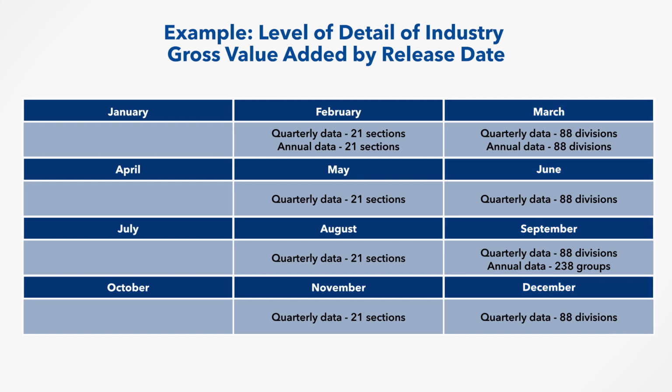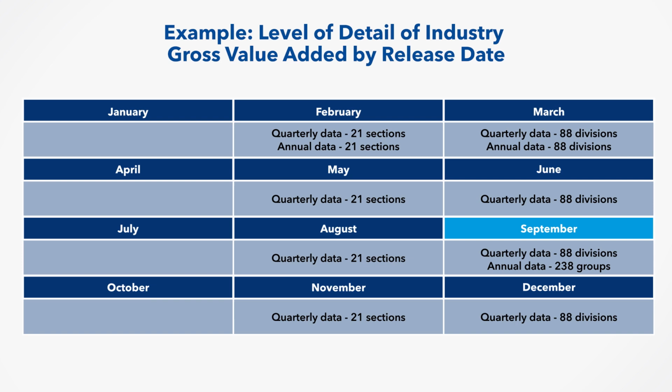The first release includes estimates of gross value added for 21 sections of the International Standard Industrial Classification of All Economic Activities, or ISIC, while the revised estimate provides more detail for 88 ISIC divisions. In February and March, the four quarterly estimates for the prior year can be aggregated to produce annual estimates at the same level of detail as the quarterly data.